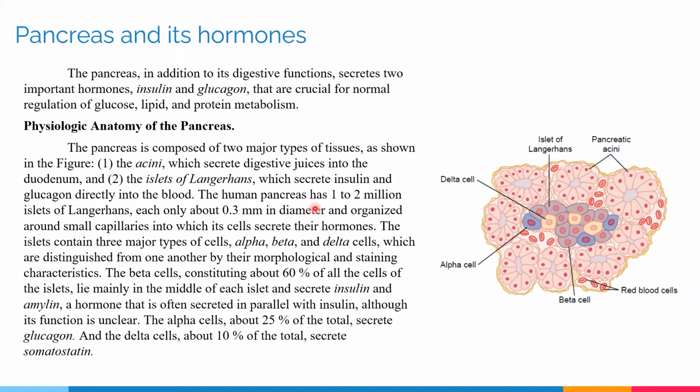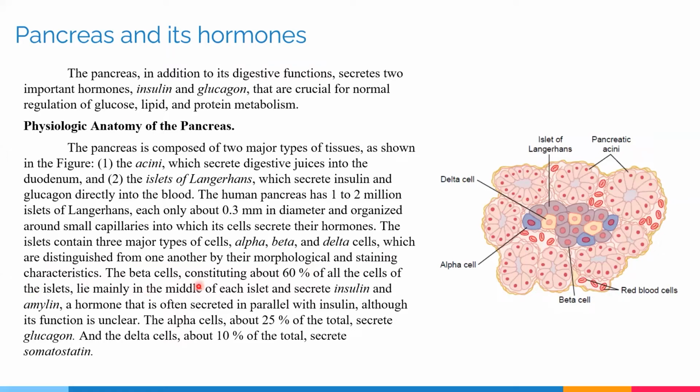The human pancreas has 1 to 2 million islets of Langerhans, each only about 0.3 millimeters in diameter, and organized around small capillaries into which it secretes its hormones. The islets contain three major types of cells: the alpha, beta, and delta cells, which are distinguished from one another by their morphology and staining characteristics.